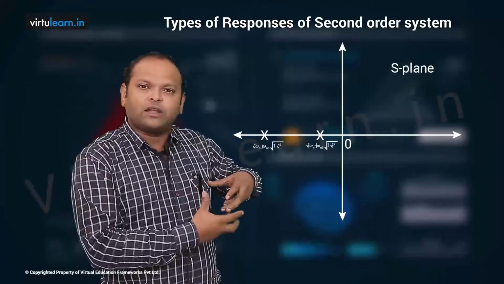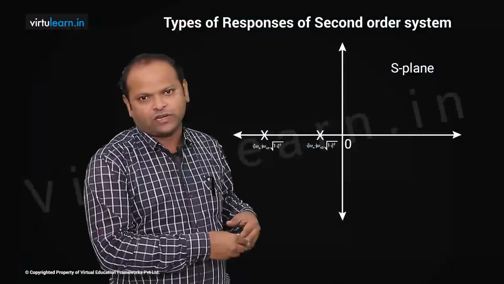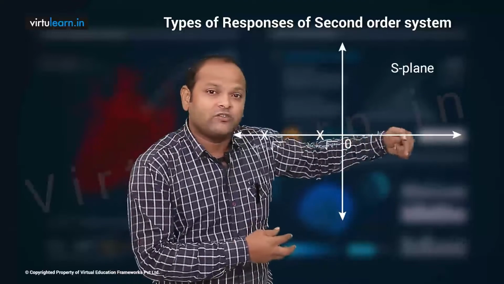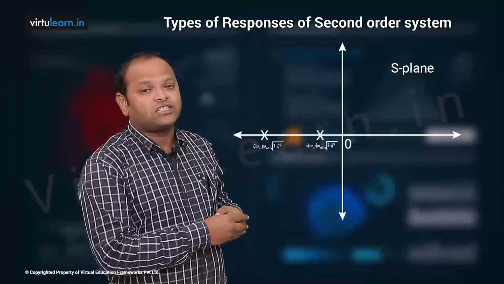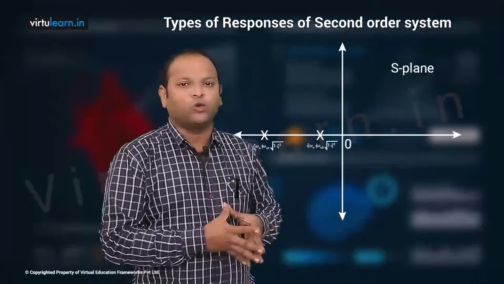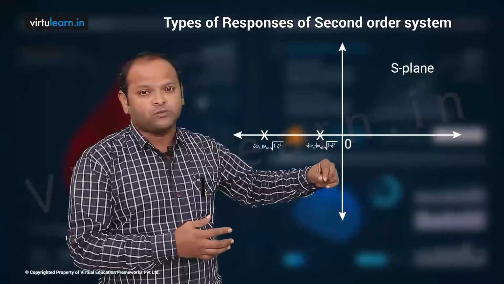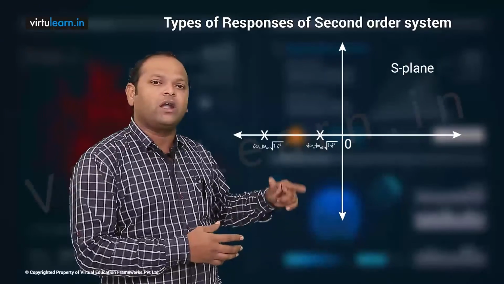So the pole here at minus infinity will have very little effect. I can call it an insignificant pole. The pole which is nearer to the imaginary axis is called the dominant pole. So out of these two poles, the pole which is nearer is responsible for the sluggish nature of my overdamped system.